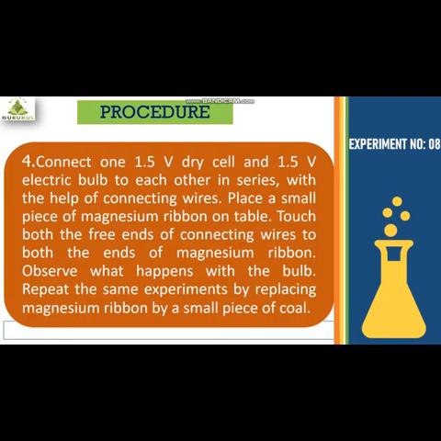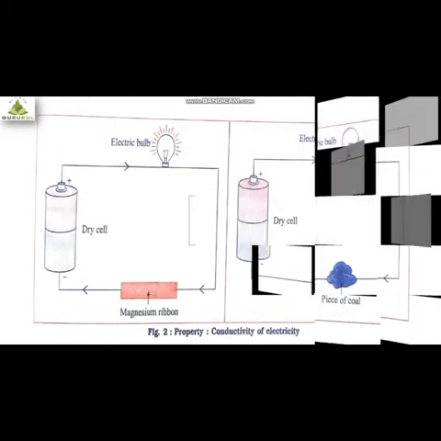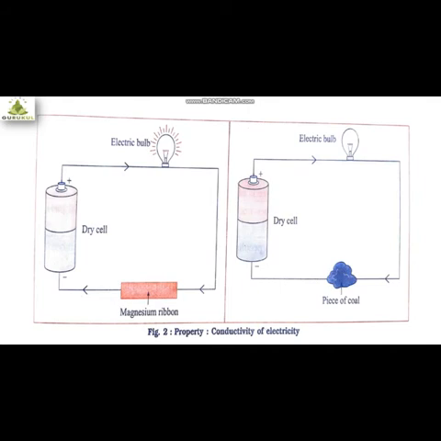Then repeat the same experiment by replacing the magnesium ribbon with a small piece of coal. See, I will show you the picture. Can you see? In the first figure, the magnesium ribbon is attached. In the second figure, a piece of coal is attached. With the magnesium ribbon, can you see the electric bulb is glowing? That means it conducts electricity. But the piece of coal, it does not. We will conclude later.